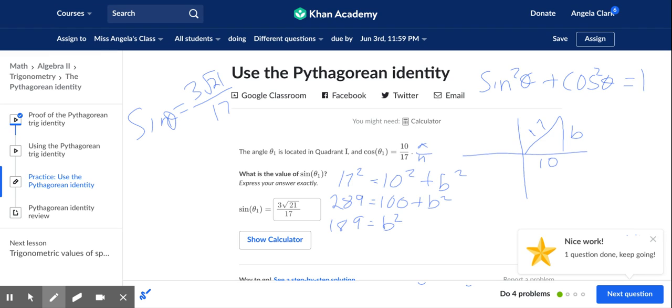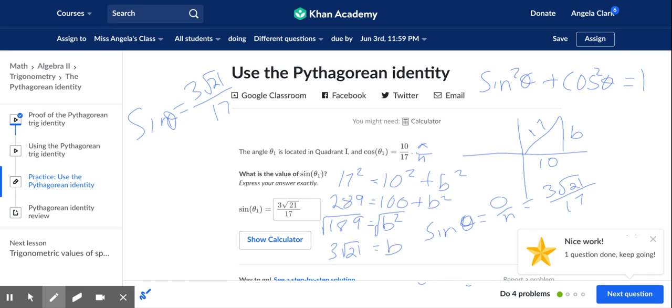This should be looking very familiar because these are the same numbers we were working with in the last way we did it. Square root of both sides. Simplify to get 3 square roots of 21 equals b. So then sine is opposite over hypotenuse, so that's going to be 3 root 21 over 17, which is exactly what we got before. So this is just another way of doing it. Do whichever one works better for you.